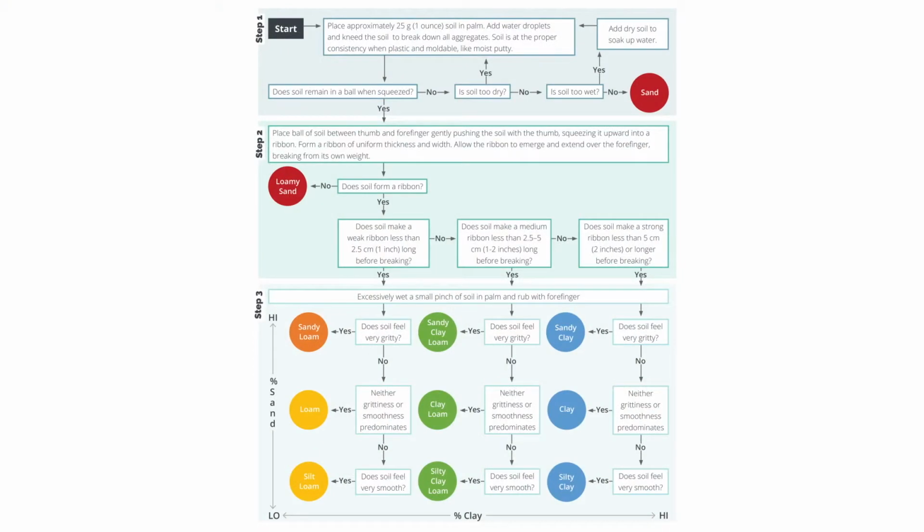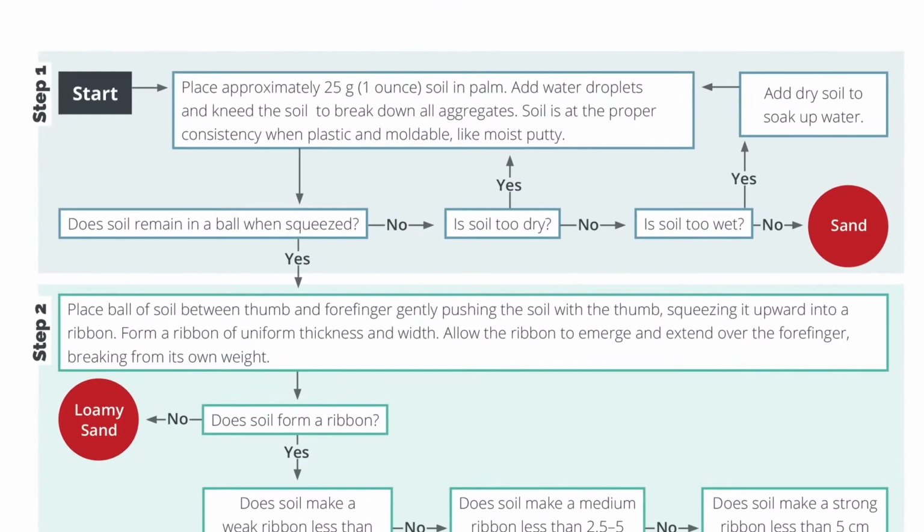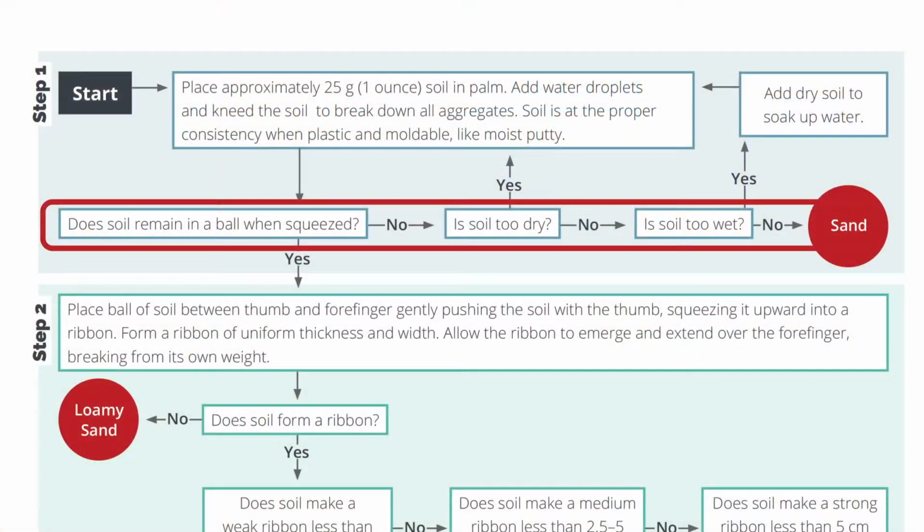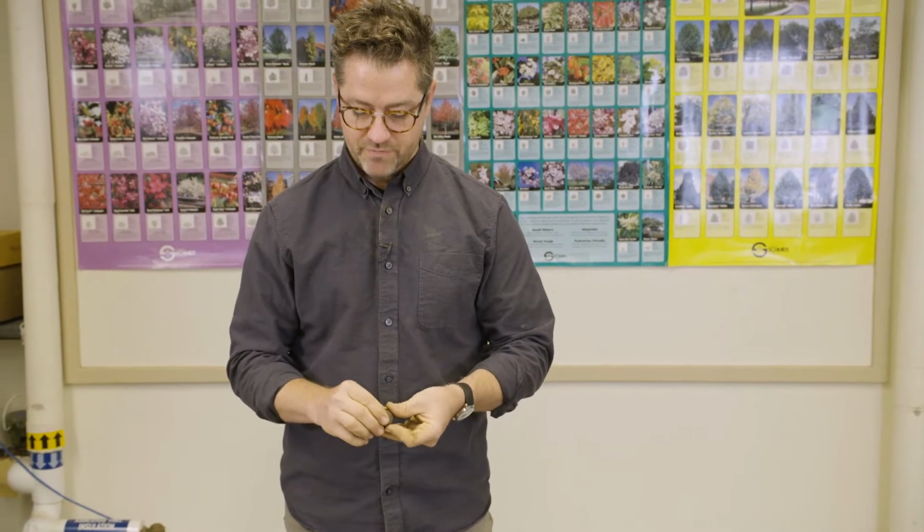Okay, now reading through our flowchart, the first question it'll ask is, will the sample form a ball when squeezed? So I'm going to give it a little squeeze, and it retains its shape. If it wanted to just shatter and fall apart, following through the diagnostic, we'd end up with your sample being sand. So this is not just sand. We move on.